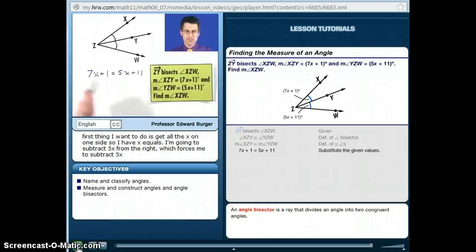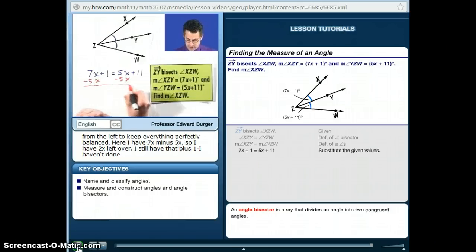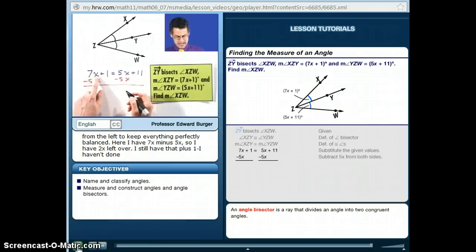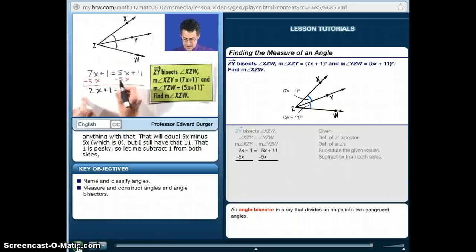The first thing I want to do is try to get all the x together onto one side. So I'm going to subtract 5x from the right, which forces me to subtract 5x from the left to keep everything perfectly balanced. And when I do that, here I have 7x's minus 5x's, so I just have 2x's left over. I still have that plus 1. I haven't done anything with that. And that will equal 5x minus 5x is 0, but I still have that 11.